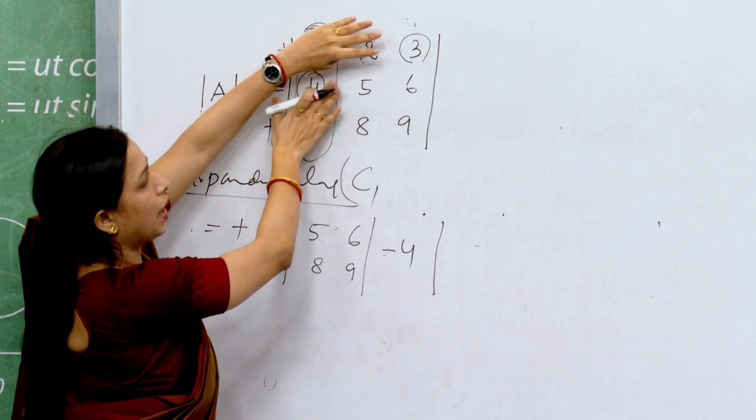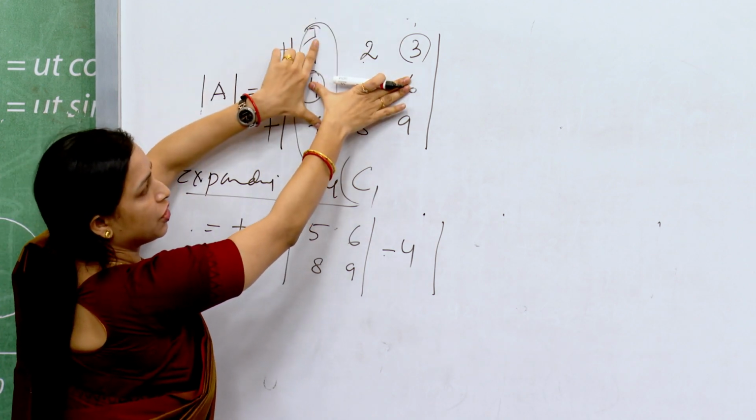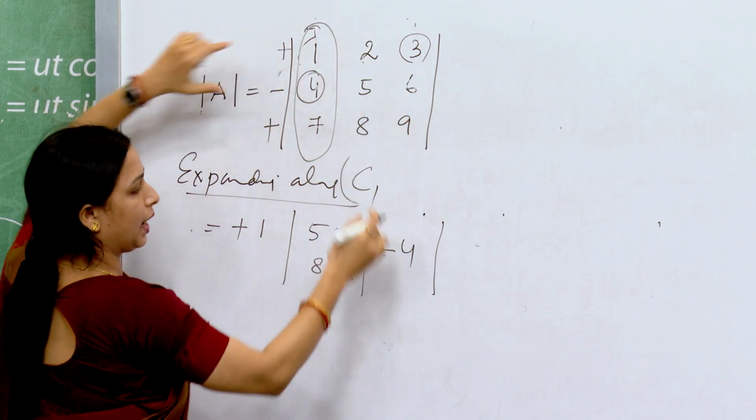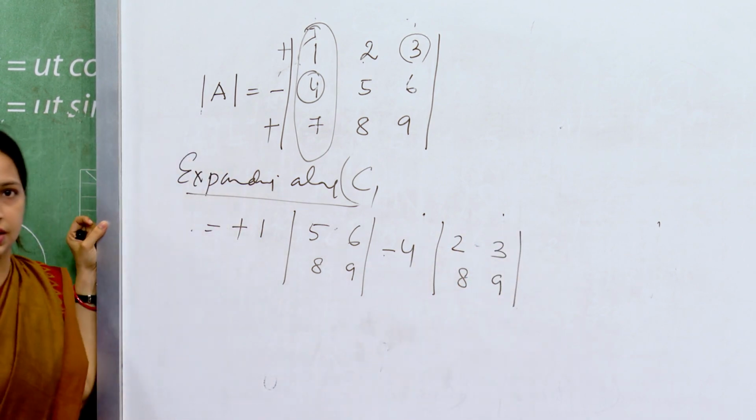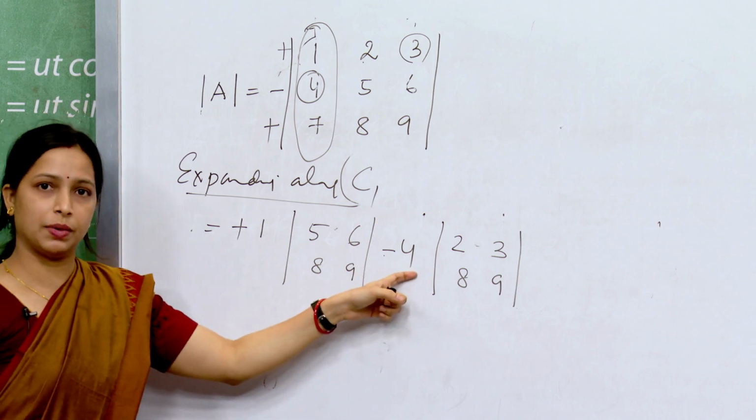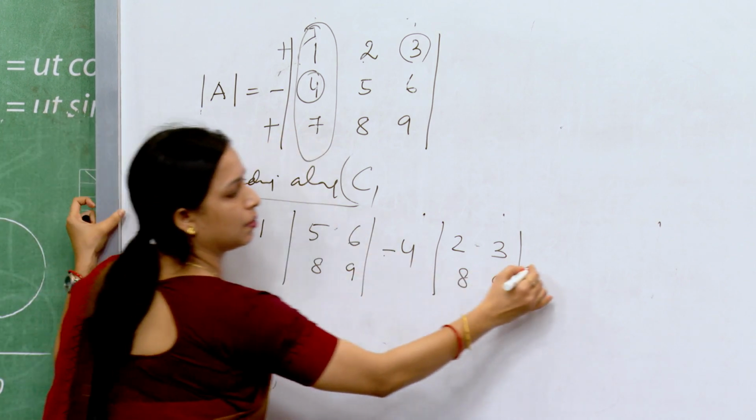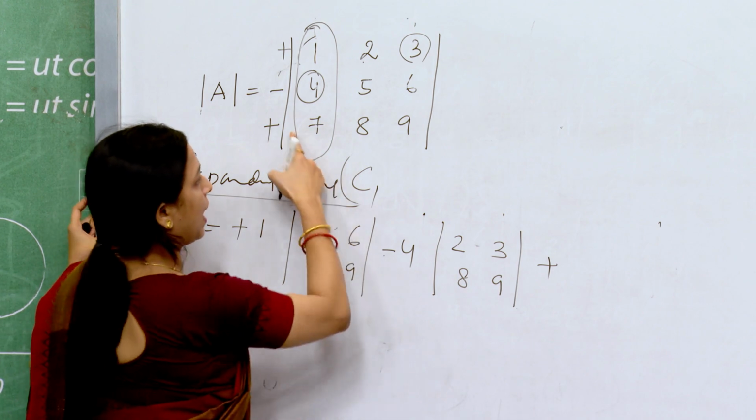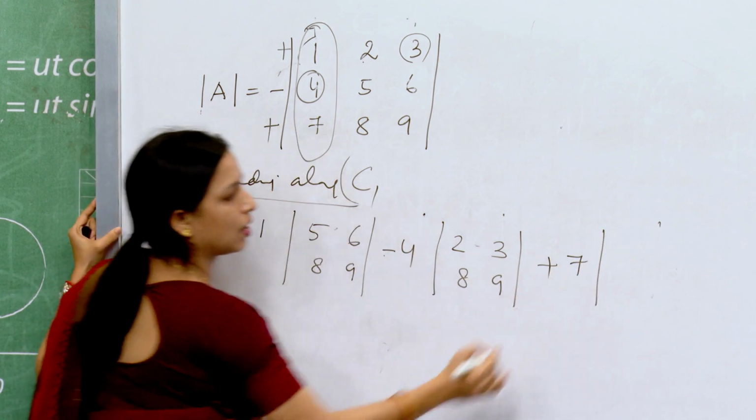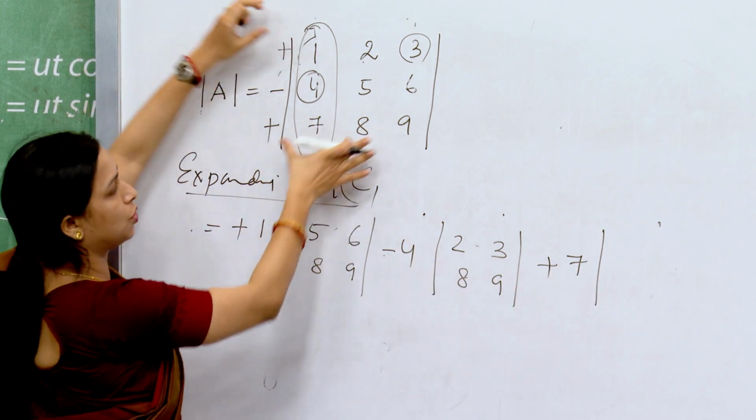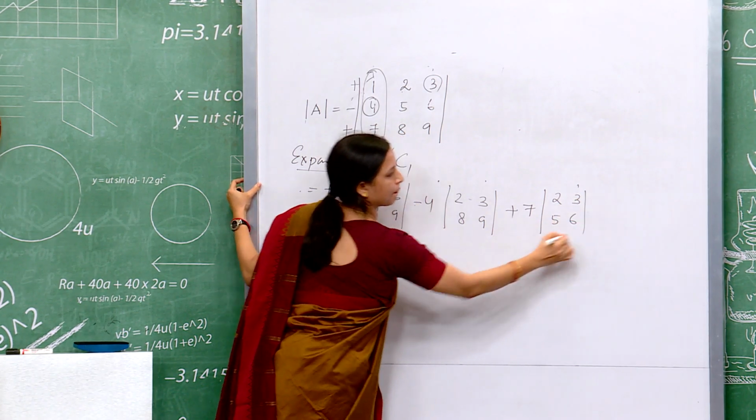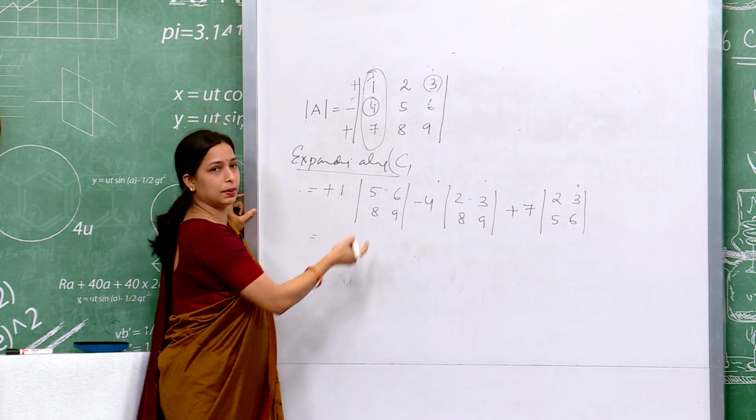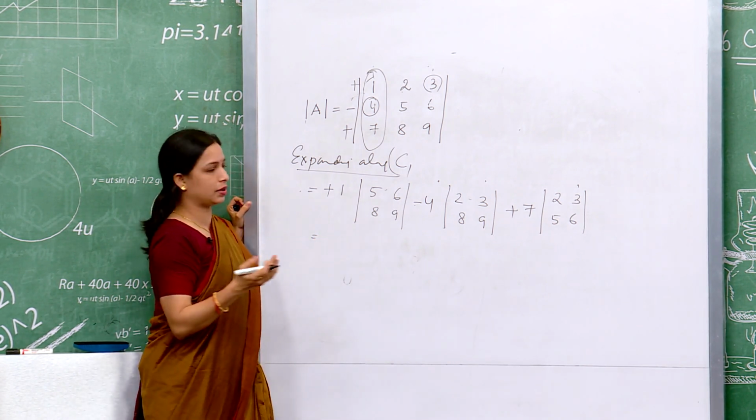We delete the row and the column in which it lies. So, what are the resultant elements? 2, 3, 8, 9. So, 2, 3, 8, 9 is the second order determinant that we get by taking into consideration element 4. Last one, positional sign is plus and element is 7. The second order determinant will be 2, 3, 5, 6.